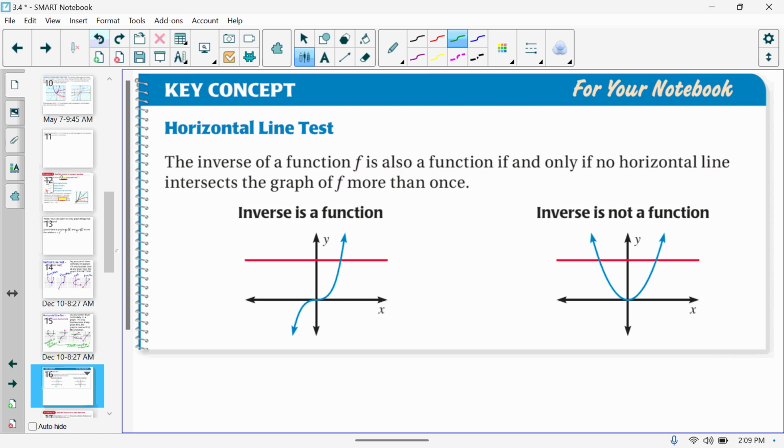The graph on the right, as we already said, its inverse is not going to be a function because it touches the graph twice. That's why, again, with that problem we looked at earlier, sometimes we restrict it and only look at this part of the graph. That way, it would then pass the horizontal line test, and its inverse, which would look something like that, would then be a function, okay?